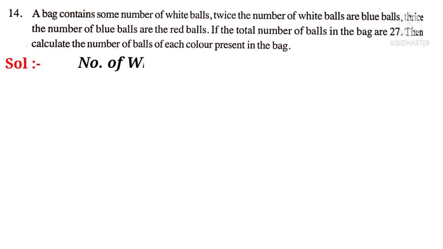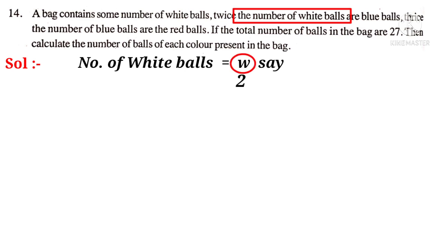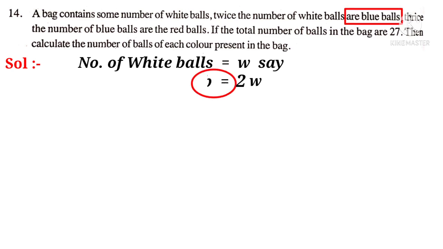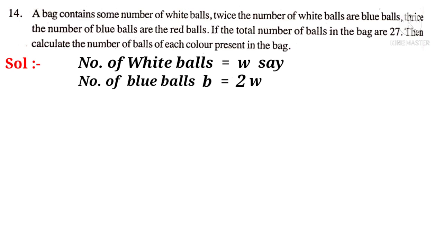Number of white balls is equal to, let a variable w say. Now observe the word twice. Twice indicates 2 into number of white balls. It is w. So write w. So 2 into w, for blue balls. Or means equal to. Let us denote blue balls as b. So number of blue balls b is equal to 2w.